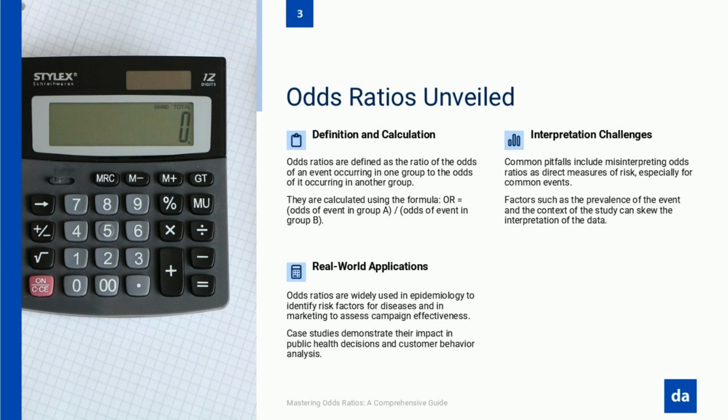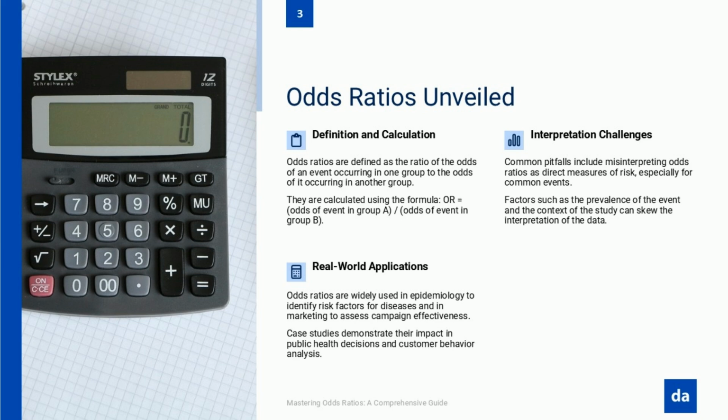Step 3, calculate the odds ratio. OR equals odds A divided by odds B, that is 0.429 divided by 0.25, approximately 1.714. This odds ratio of 1.714 tells us that customers exposed to the marketing campaign were about 1.7 times more likely to make a purchase compared to those who weren't exposed.